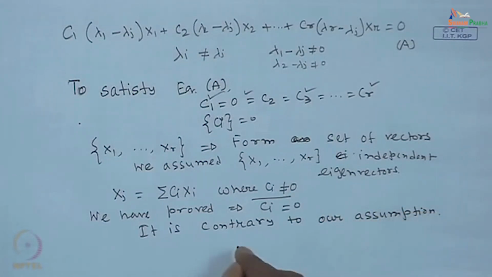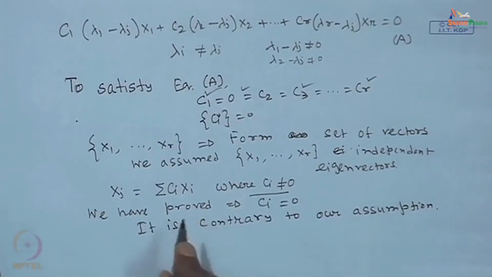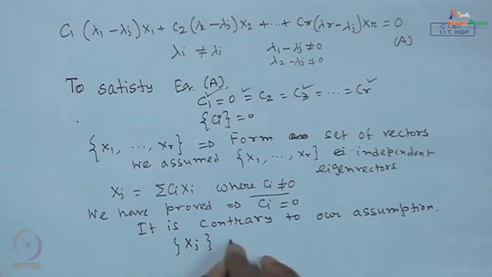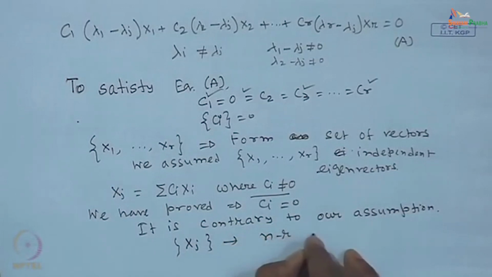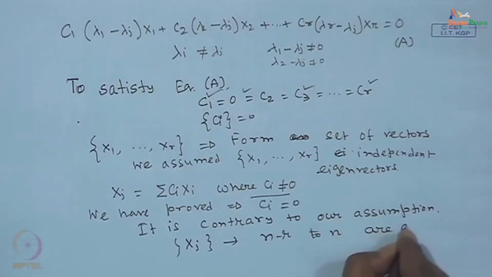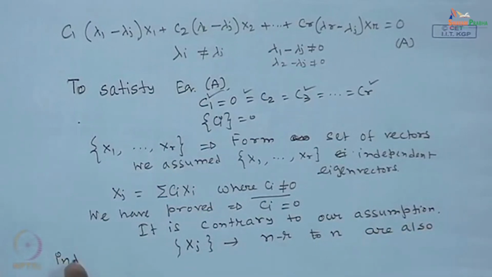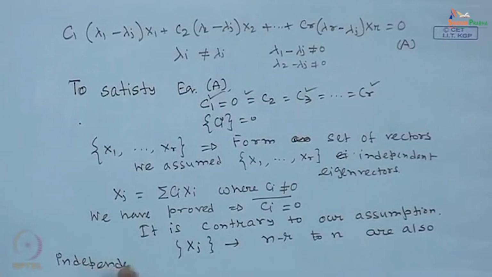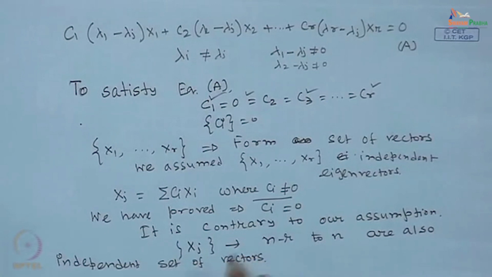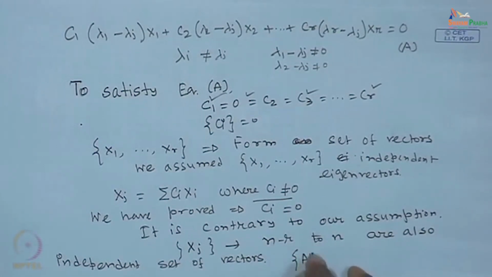So, what is the implication? The interpretation is that the rest of the eigenvectors, the x j eigenvectors, which form a set lying between n minus r and n, are not a dependent set of vectors; they are also an independent set of vectors. Therefore, all the eigenvectors are an independent set of vectors. Therefore, all eigenvectors are independent.